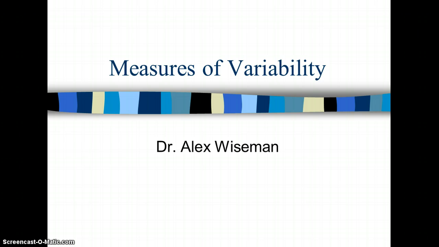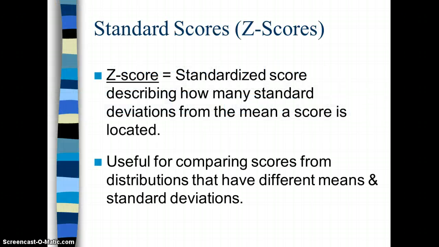And so here we go talking about some other variability stuff. One of the things that it's nice to do is to be able to standardize scores, and there's a way of doing that using something called Z-scores. It's literally a standardized score describing how many standard deviations from the mean a score is located. And it's useful when you're comparing scores from distributions that have different means and standard deviations.